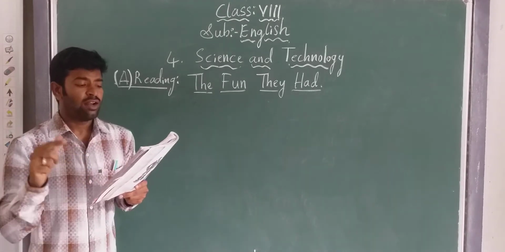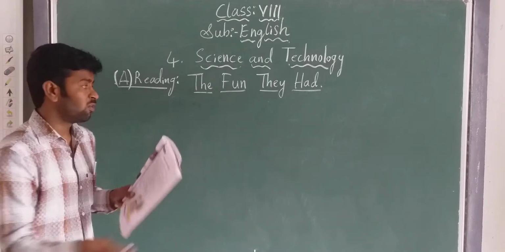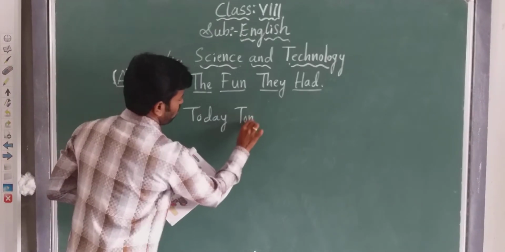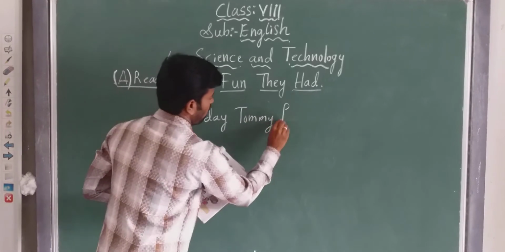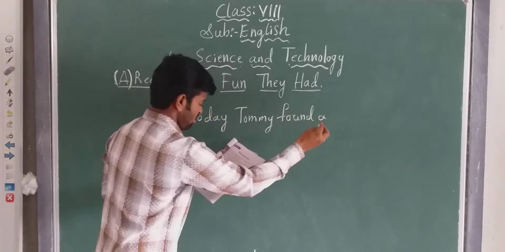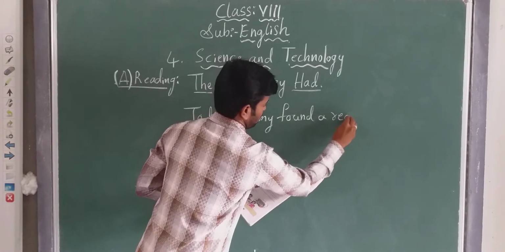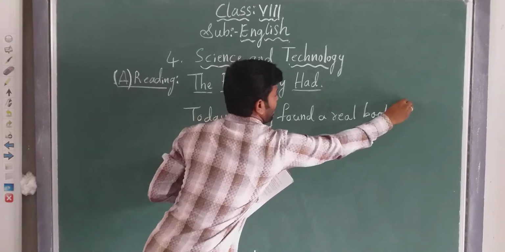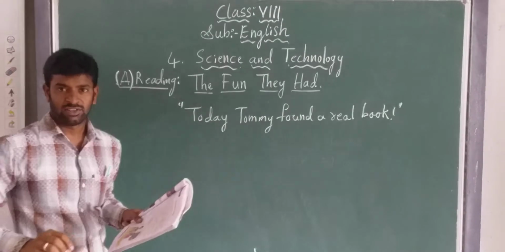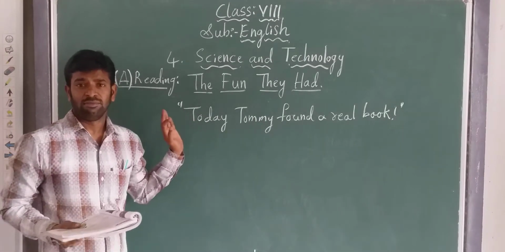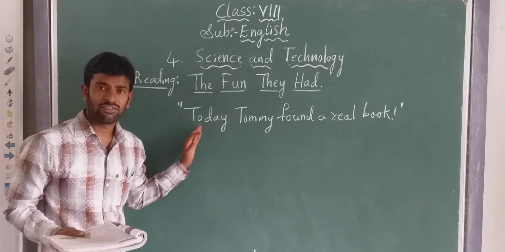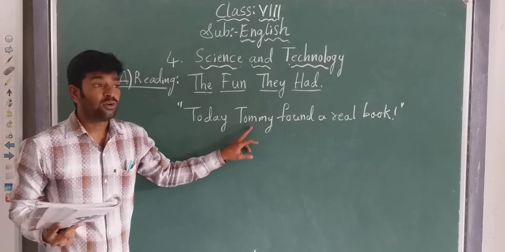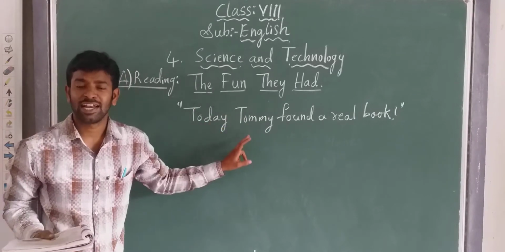She wrote, "Today Tommy found a real book." She wrote one topic. Okay. Now see, don't be confused. Exclamatory mark ending with the double inverted commas. So one title is given. Margie has given the title for that diary. What is that? Today Tommy found a real book. Tommy. Don't think that Tommy is a dog. This is the name of the boy.